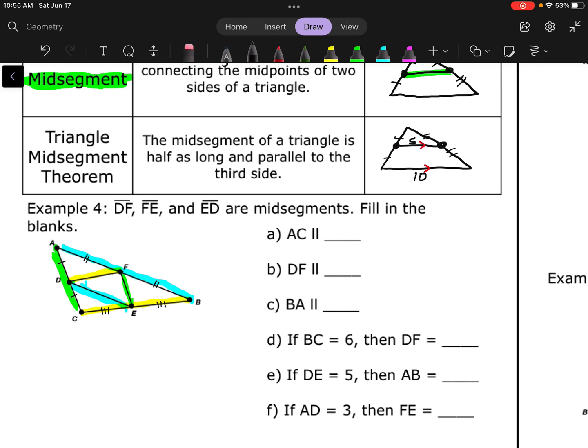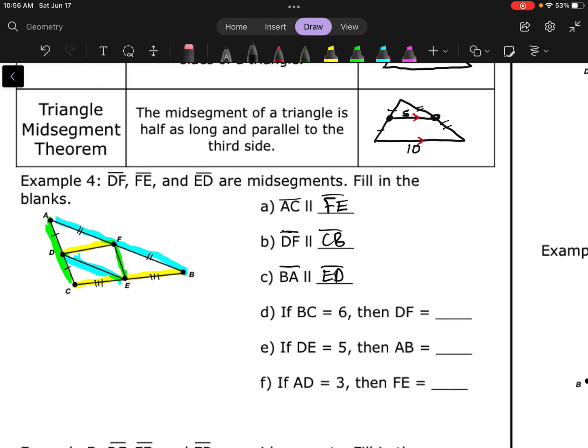So the first part says AC is parallel to which side? Well, AC has got to be parallel to FE. Those are the sides that are going to be parallel there. DF would be parallel to CB. And then BA would be parallel to ED. Once again, because those are the midsegments that go with those third sides.